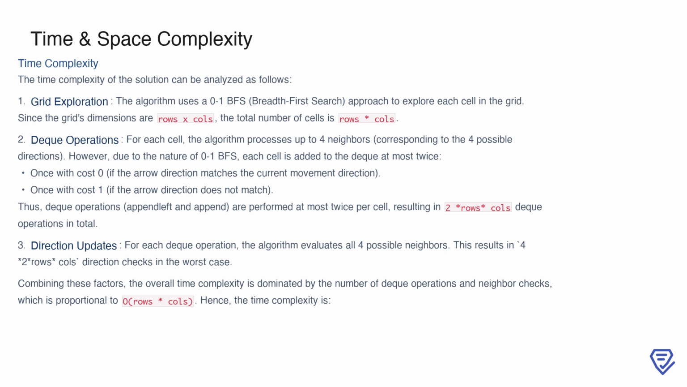Thanks to the 0-1 BFS approach, each cell is added to the deque at most twice, once when the movement direction matches the arrow direction, and again when it doesn't. This results in a maximum of 2 * rows * cols deque operations. Additionally, for each deque operation, the algorithm checks all 4 possible neighbors, leading to 4 * 2 * rows * cols direction checks in the worst case. Since these operations dominate the runtime, the overall time complexity is proportional to O(rows * cols).